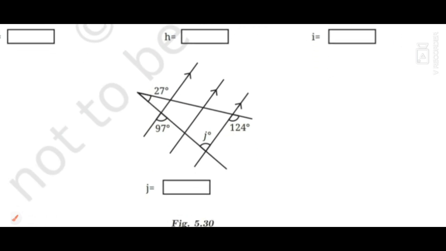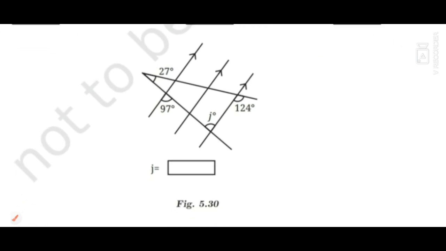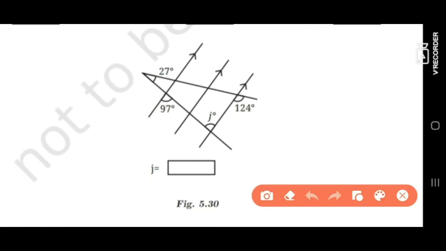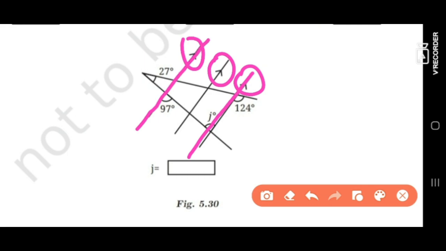Now the last one is to find the measure of angle J. So our trick is to first find the parallel lines. Again, here three lines are parallel to each other. Now this angle J is on the third line and this angle 97 is on the first one. So we have to ignore the middle line.